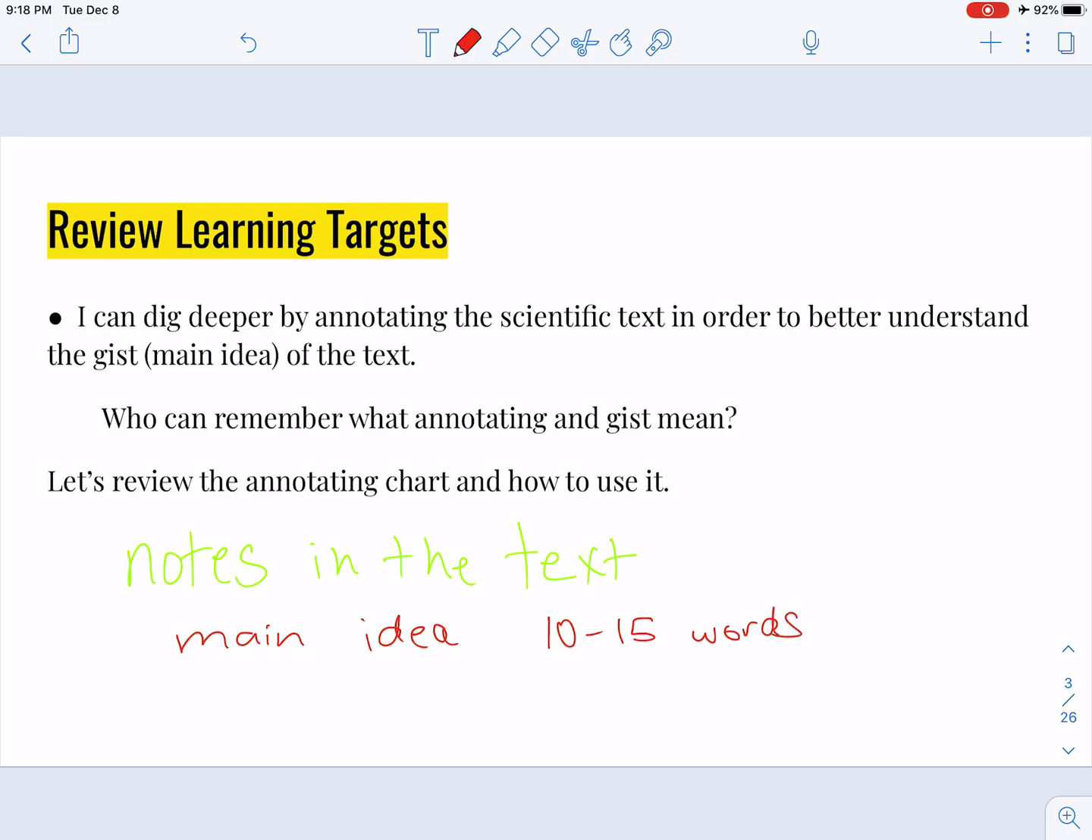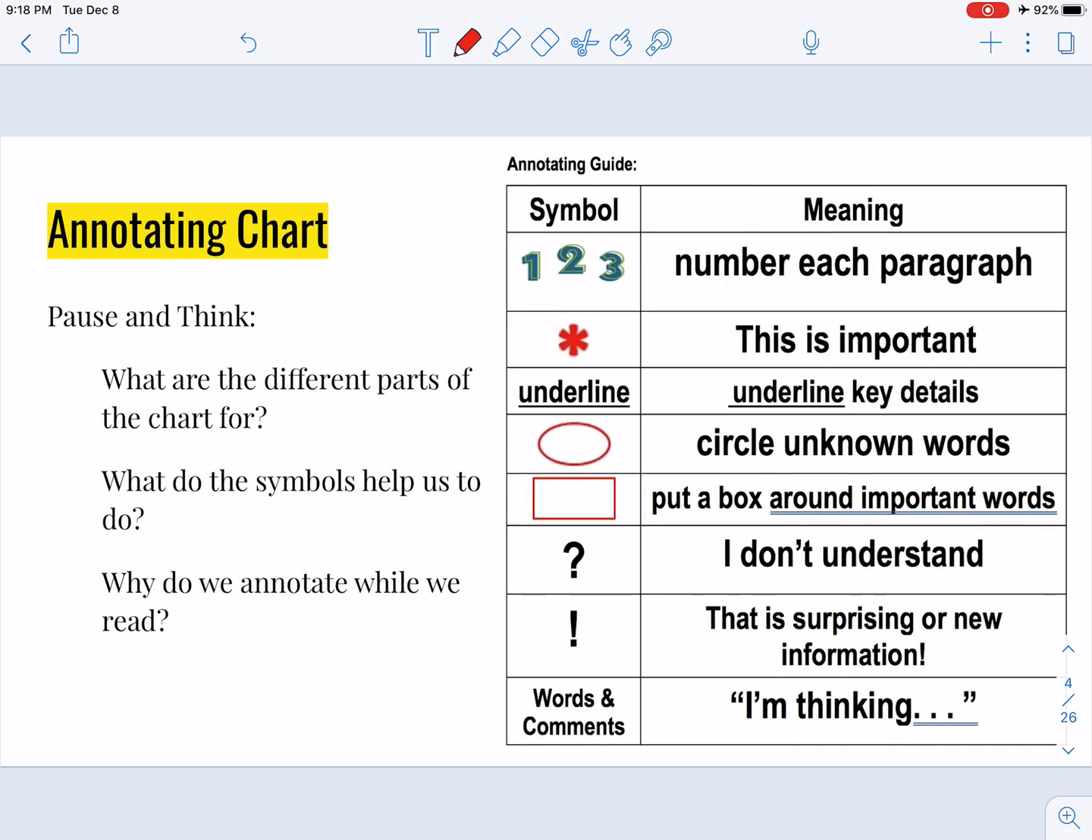Now, let's look at our annotating chart so that we can remember how to use it. I want you to pause and think about these three questions. What are the different parts of this chart for? What do the symbols help us to do? And why do we annotate while we read? Pause and think about those questions. Come back when you're ready.